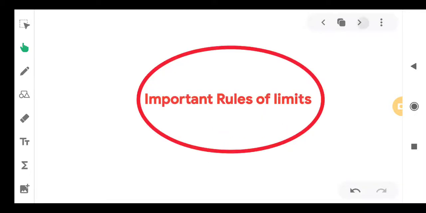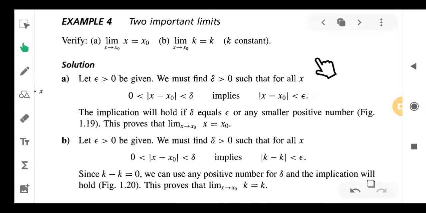Now, important rules of limits. These are all familiar to you. Whenever you have a function f of x equal to x, then limit of x as x tends to x0 will be x0, and limit of a constant is always the same constant. So these two important limits you have to learn.